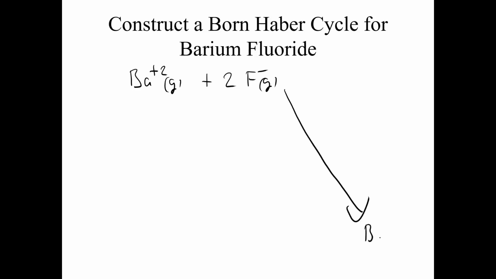Okay, so you should be able to come up with a similar Born-Haber cycle based on a different compound here, right? So what if I ask you to draw the Born-Haber cycle for barium fluoride? So you would start by saying, okay, so the lattice energy would be barium in its ionic gas phase reacts with two fluoride ions also in the gas phase to form barium fluoride as a solid. So that would be the lattice energy here.